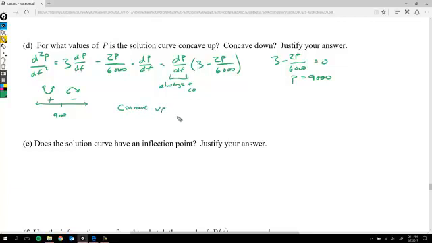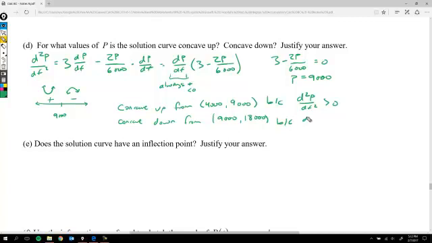I'm concave up from 4,000 to 9,000. And my justification is because my second derivative is greater than 0. I'm concave down from 9,000 to 18,000. And again, my justification is because my second derivative is less than 0.